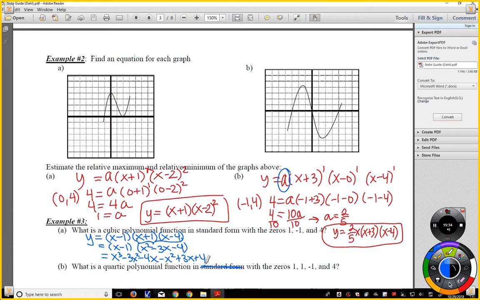Okay. So this is our polynomial in standard form once we've combined some like terms. So my final answer is going to be that y equals x cubed, and then negative 4x squared when I combine the two like terms, and then negative 1x, and plus 4.